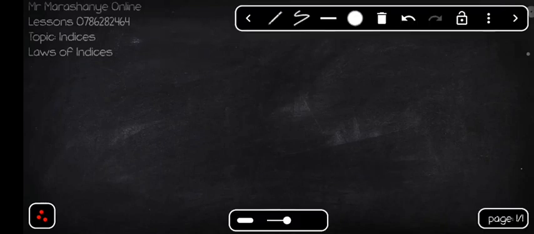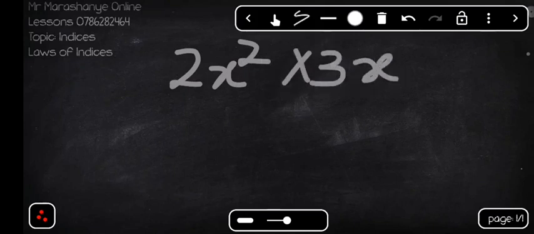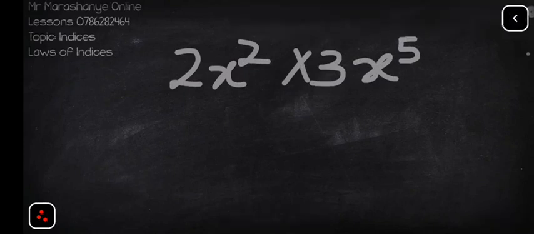Right, suppose you are given the question like this: 2x squared times 3x to the power 5. What are you going to do if you are given the question like this? Obviously, you are going to multiply the numbers, but when it comes to the powers, multiplication means addition of the powers. Okay, so you are going to multiply 2 times 3, then you get 6, right?